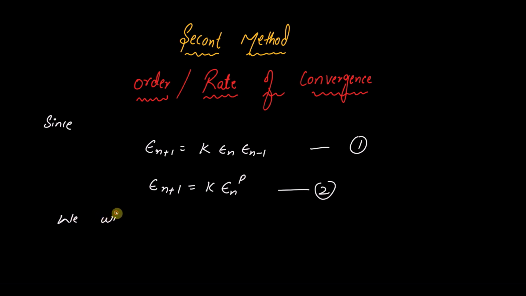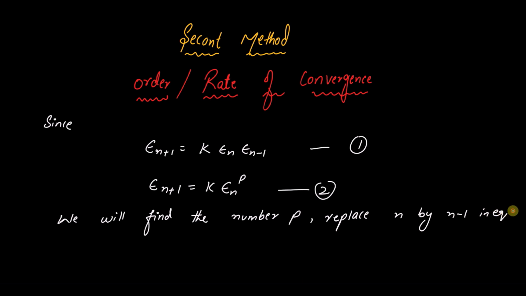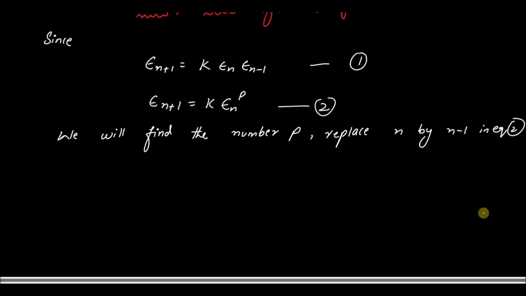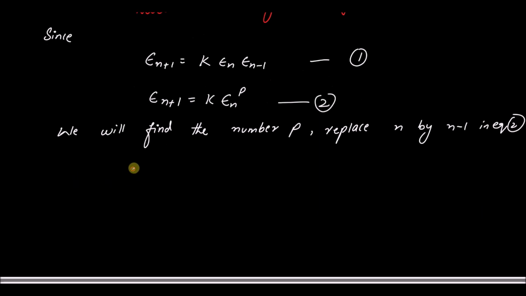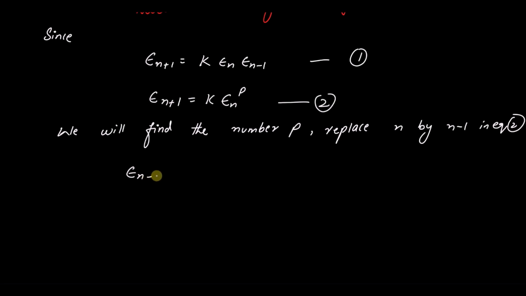So we will find the number p and replace n by n minus 1 in equation 2. So it becomes epsilon n, we need to replace n with n minus 1. At the place of n, we have n minus 1 plus 1, that is equals to k epsilon n minus 1 raised to p. So this will cancel out, and after that we have epsilon n, that is equals to k epsilon n minus 1 raised to p.